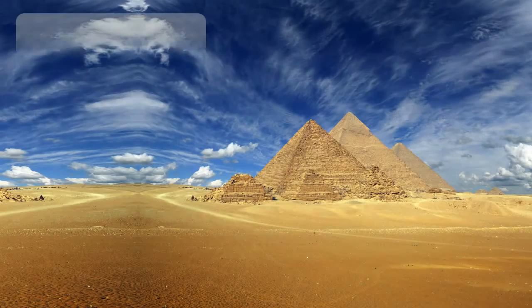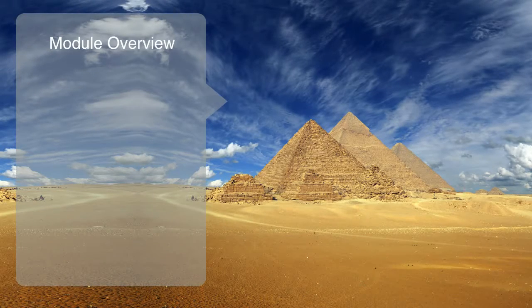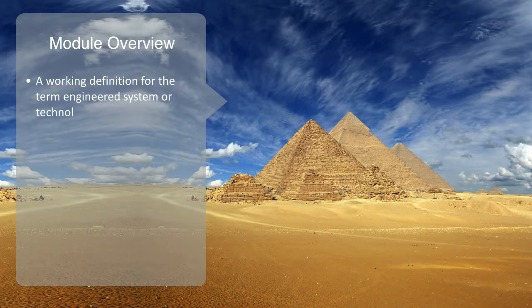In this module, we're going to lay down a working definition for what exactly we mean by the term engineered system or technology, as we'll be using the two terms interchangeably. What we want to try and do here is get a grasp on some of the fundamental characteristics that remain invariant whether we're talking about a very simple technology, like a shovel, or a very complex one, like an airport.